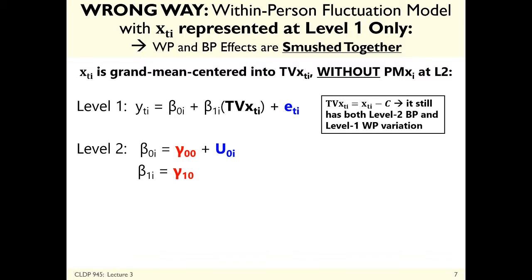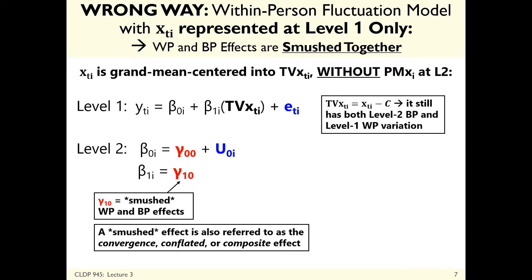But if time varying x has level 2 variance in it also, if some people say are more stressed than others on average, if there are mean differences between people in this time varying x, this is wrong. What you end up with is the fixed effect is what's known as, to me, a smushed effect. Synonyms for this that sound more formal are a convergence effect, a conflated effect, or a composite effect.